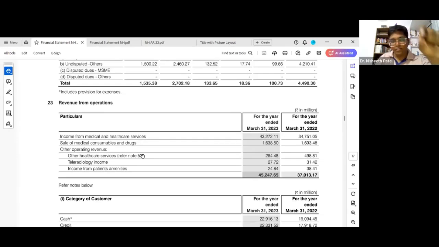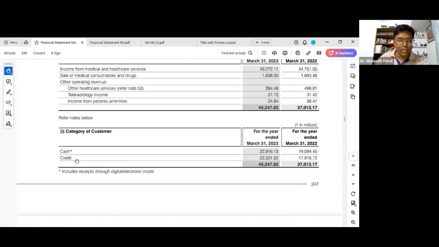I have read that they have some collaboration with some company for the planning and execution of hospital management, and for that they are taking this charge. So this is coming under the operating revenue. This is teleradiology income and income from patient amenity. So this is the total revenue they are getting, 45,247, from all these categories. Now, this is the cash and credit.